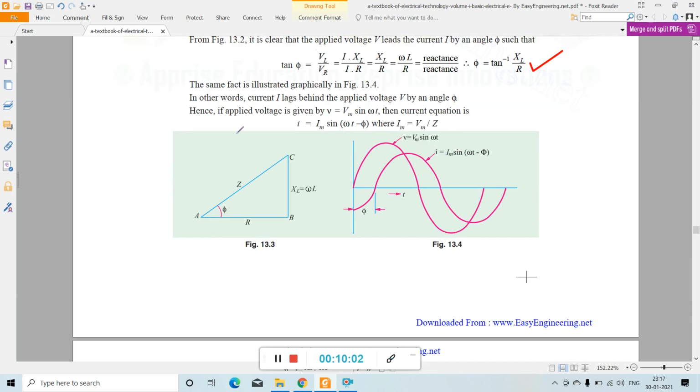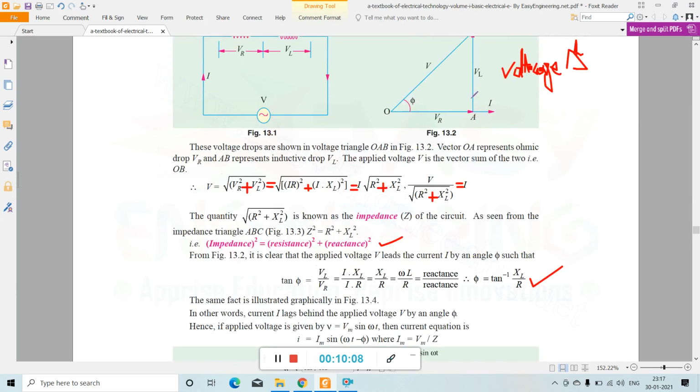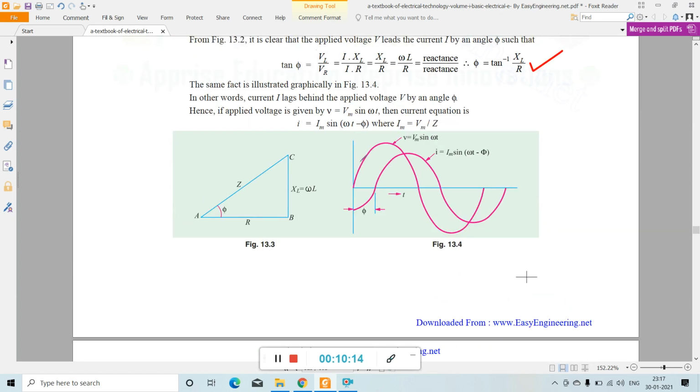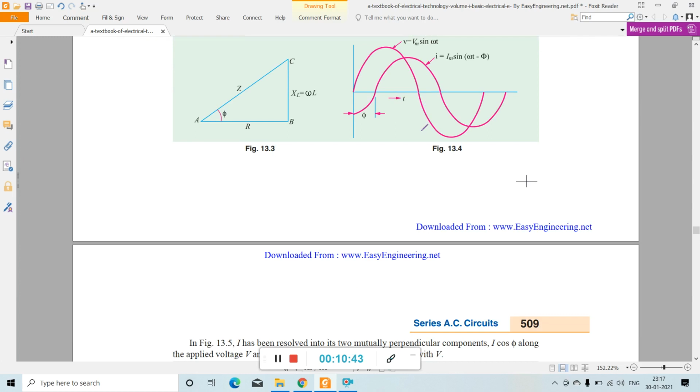So in other words, we can say that current lags behind the applied voltage V by an angle phi, which is shown here. This is the current waveform and this is voltage. So current lags behind the voltage by this angle phi. If the applied voltage is Vm sin omega t, then the current equation is I is equal to Im sin of omega t minus phi. This negative sign represents that current lags behind voltage by an angle phi, where Im is equal to Vm by Z. Here Im and Vm are the maximum values of current and voltage.